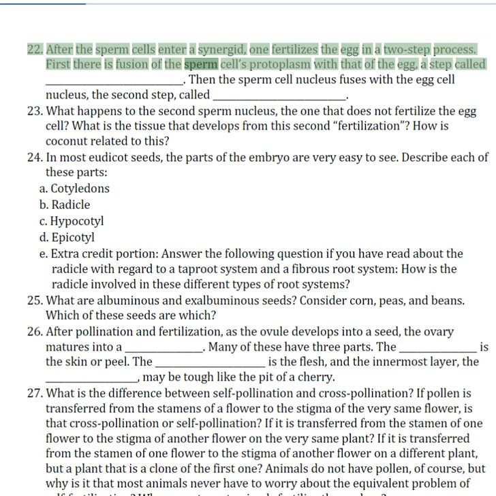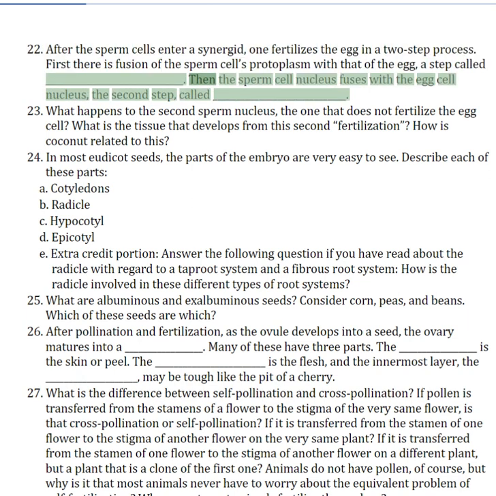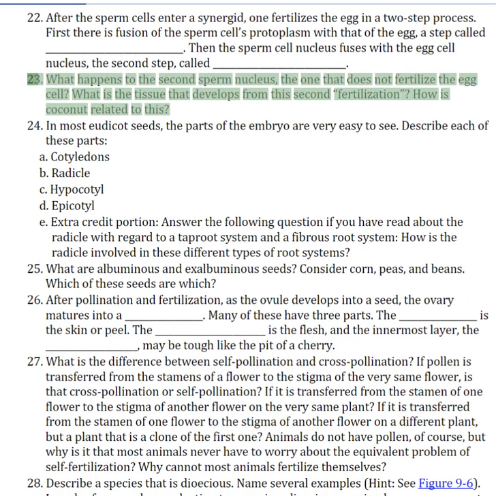22. After the sperm cells enter a synergid, one fertilizes the egg in a 2-step process. First there is fusion of the sperm cell's protoplasm with that of the egg, a step called [blank]. Then the sperm cell nucleus fuses with the egg cell nucleus, the second step, called [blank]. 23. What happens to the second sperm nucleus, the one that does not fertilize the egg cell? What is the tissue that develops from this second fertilization? How is coconut related to this?